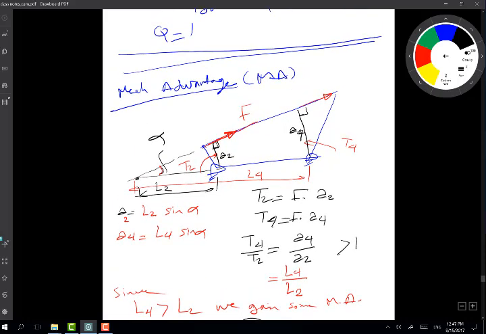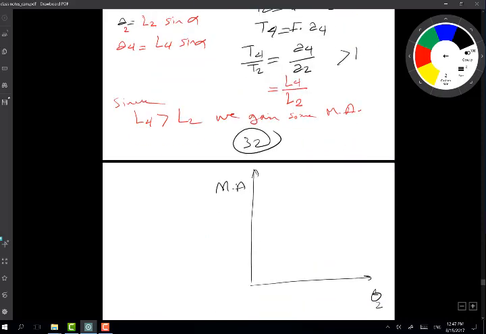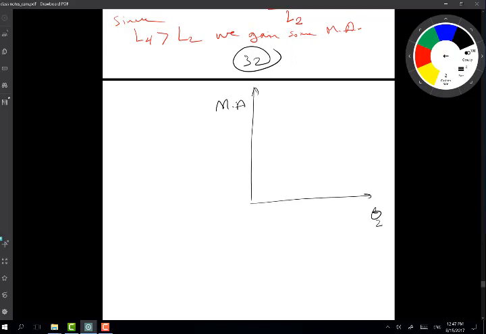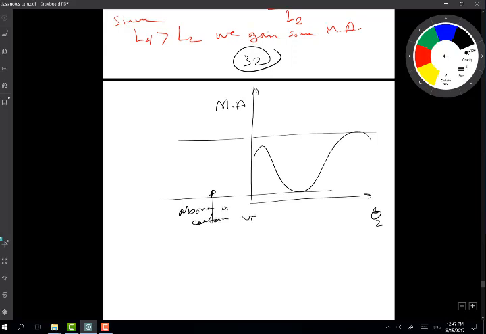My input parameter would possibly be this angle here, the angle of the input link. It changes from 0 to 360 or something like that, and the mechanical advantage will have some value. I want to make sure that the mechanical advantage remains above a certain value. So as a designer, you control the mechanical advantage.